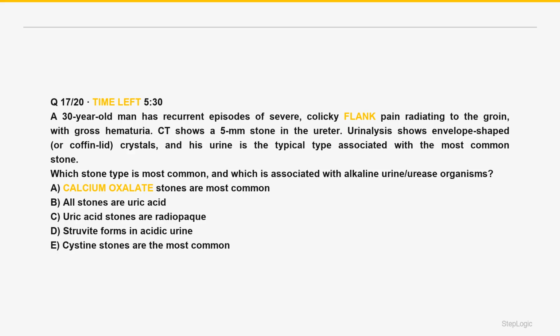Which stone type is most common and which is associated with alkaline urine and urease organisms? A 30-year-old man has recurrent episodes of severe colicky flank pain radiating to the groin with gross hematuria. CT shows a 5 mm stone. Urinalysis shows envelope-shaped or coffin lid crystals. Read the command: most common stone, and the alkaline urease one. Calcium oxalate, most common, radiopaque, envelope crystals; struvite, alkaline urine, urease organisms, Proteus, staghorn; uric acid, acidic, radiolucent.